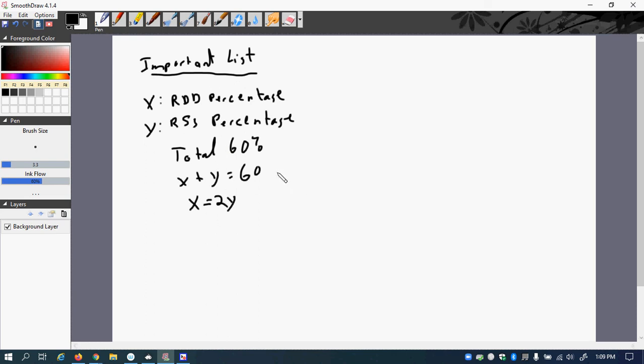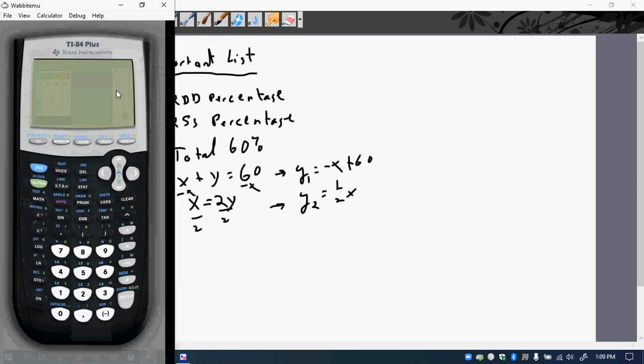And so now I can turn them into slope-intercept form. So I'm going to minus X from both sides. So I've got Y equal to negative X plus 60. And then I'm going to divide by 2 because I want Y by itself. So that's Y equal to 1/2 X. So here's my first equation, here's my second equation. So I'm going to go ahead and graph them now.